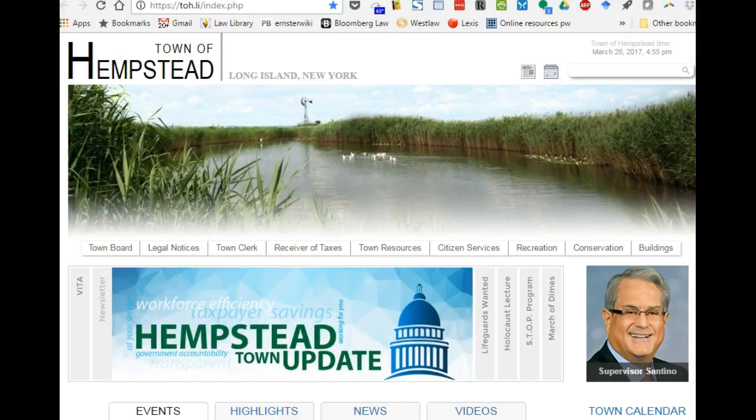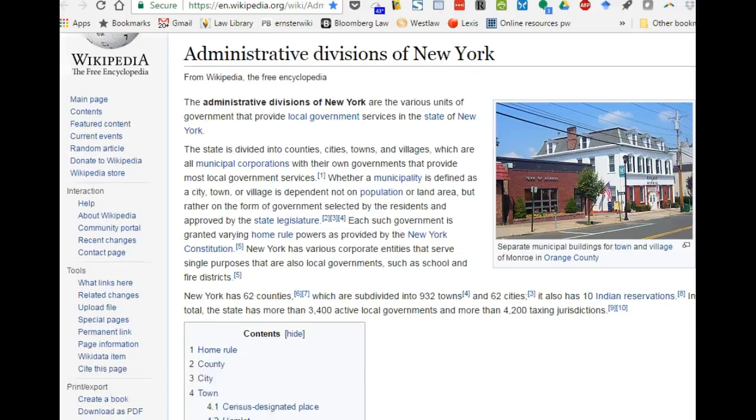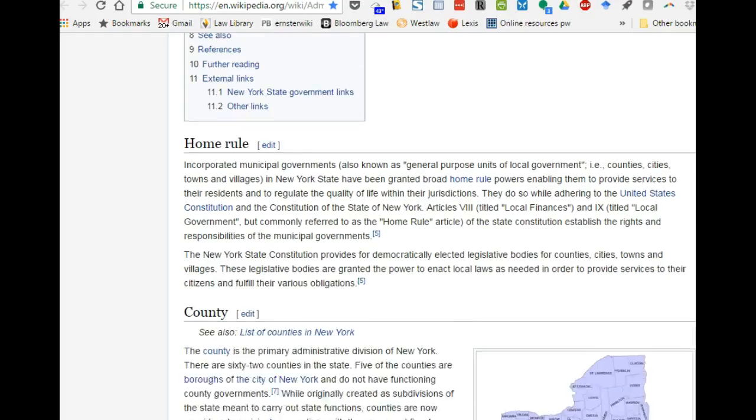There are a couple of resources, and these links are on your website. Yes, it is Wikipedia, so I'm not going to cite to it, but I actually find this to be a really good explanation for someone who doesn't understand it much at all, and that's me, of how all of this works and the different types of municipalities and what they all mean and do.